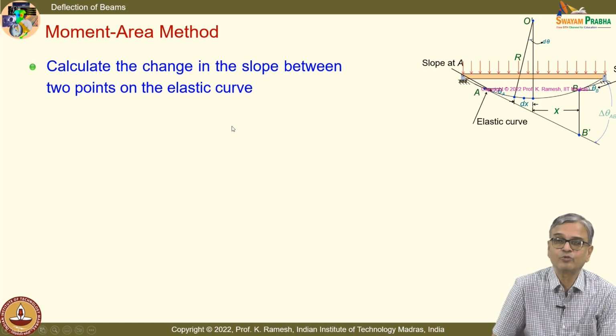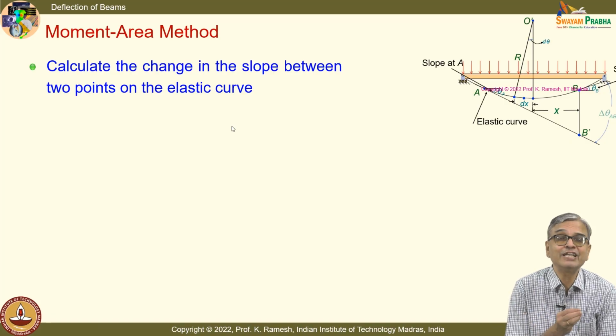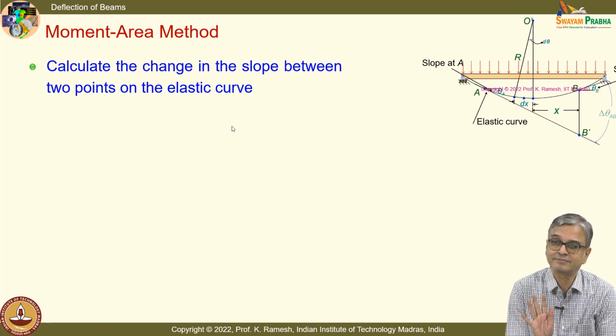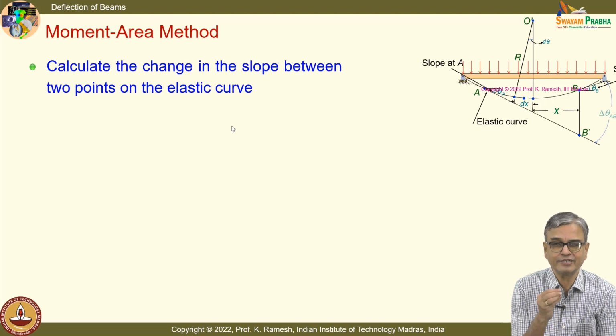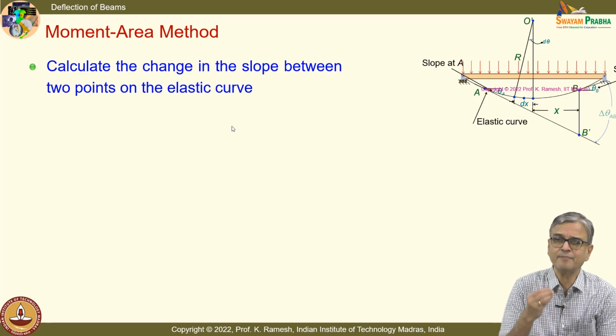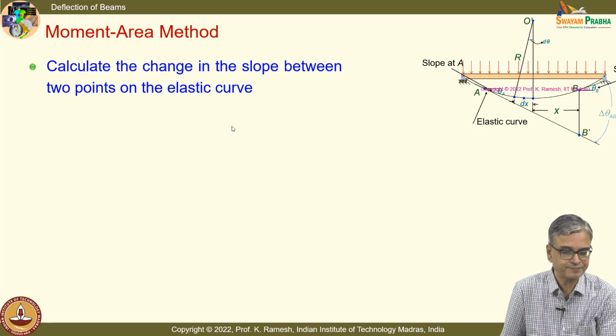So whenever you have a problem which has a zero slope at some point, it is very easy to solve by moment area method. If you don't have a zero slope, it is difficult. So we will also take up such simple problems to appreciate another method for calculating deflection.